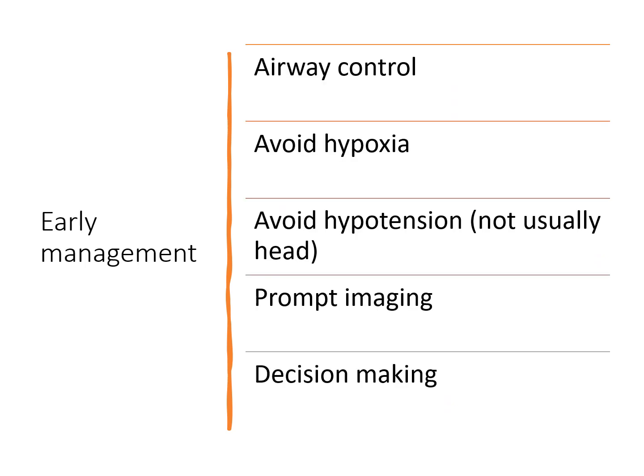So early management: it's important in severe traumatic brain injury to control the airway, to avoid hypoxia, to avoid hypotension, to get prompt imaging and prompt decision making. It's worth pointing out that if a patient is hypotensive, it's never going to be because they're bleeding in their head. It's impossible to bleed that much into your skull to cause hemorrhagic shock. So you need to think, where are they bleeding from? Because it's going to be somewhere else.